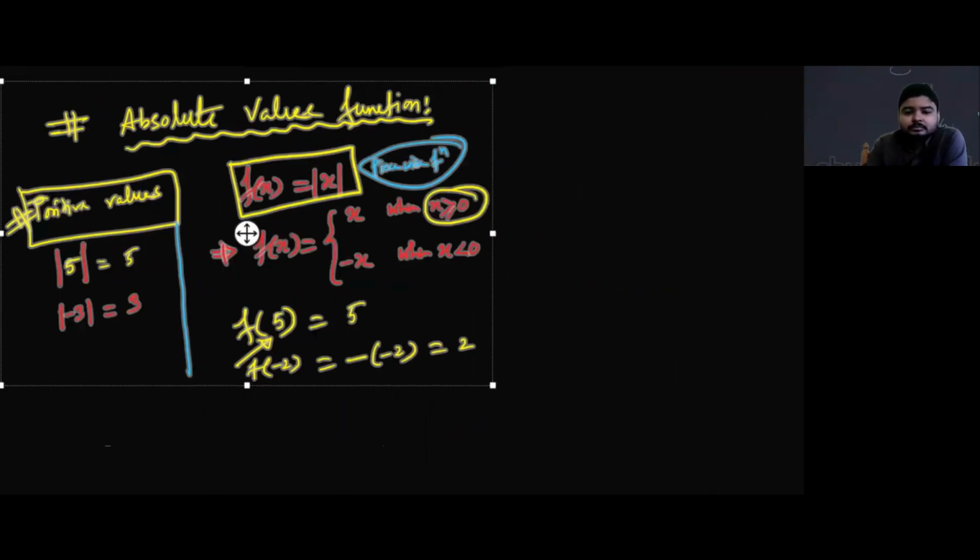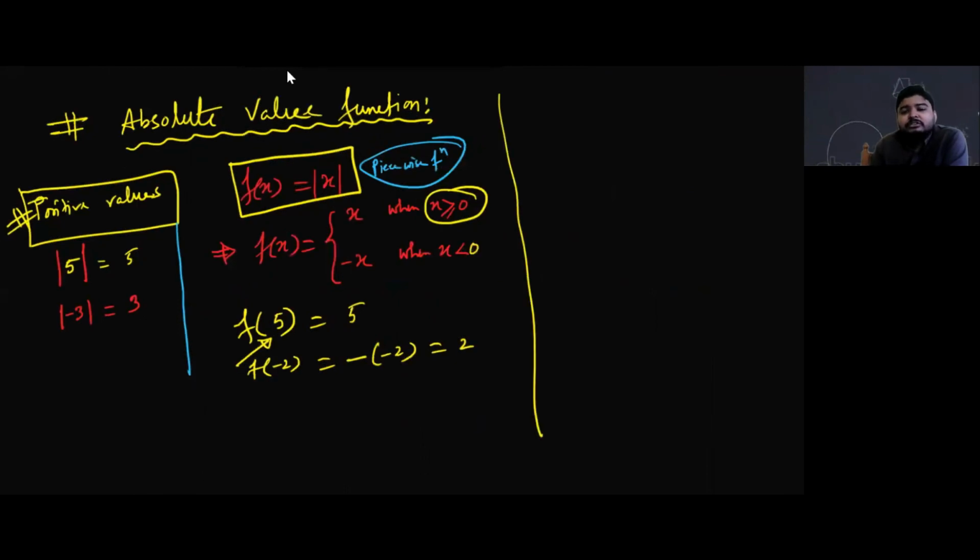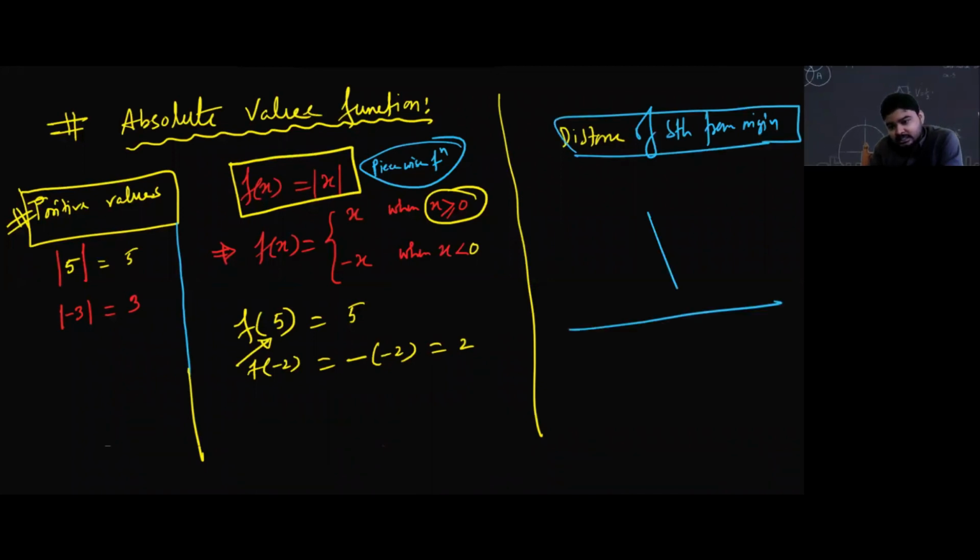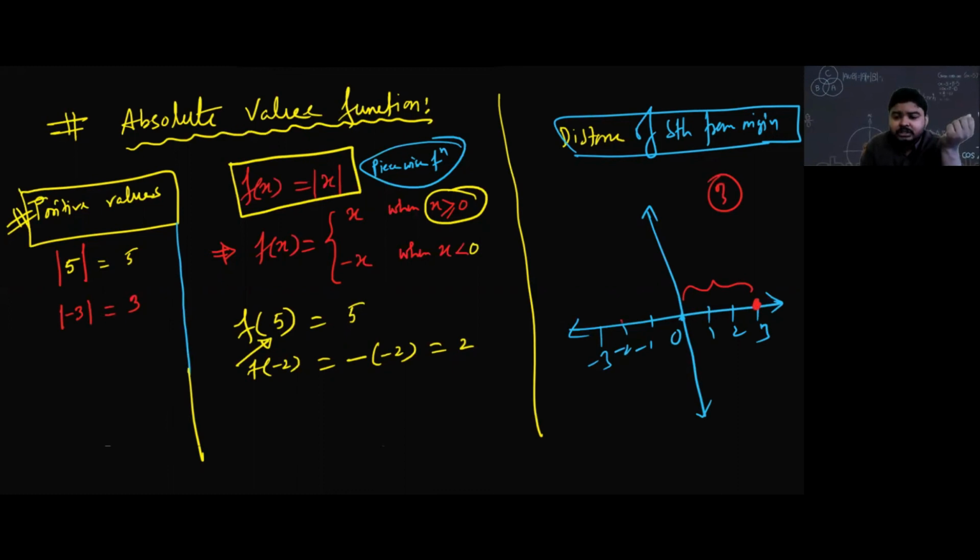Absolute value indicates the distance of something from the origin. What does it mean? Say this is the x-axis and y-axis, this is the origin, this is 1, 2, 3, this is -1, -2, -3. Suppose we have a point here at 3. What is the distance from the origin to the point? This is 3 units distance. Now if I place something at -2, what is the distance of this -2? 2 units.